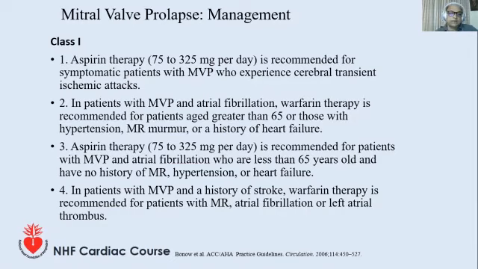In patients with mitral valve prolapse and a history of stroke, warfarin is recommended in patients with MR, atrial fibrillation, or left atrial thrombus.